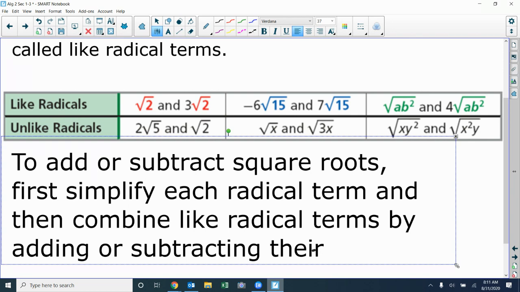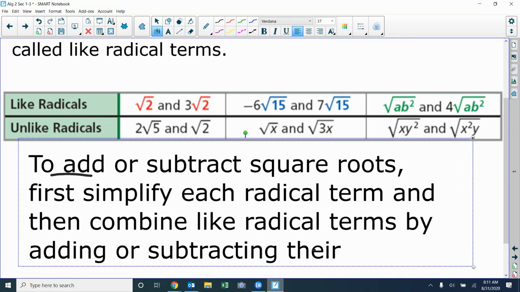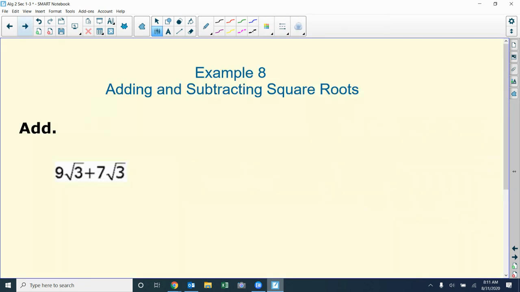Subtract is better. So they just have to be the same, and you'll see as we do a couple of these, this is when we add and subtract. So, are those the same? Yeah, square root of 3.